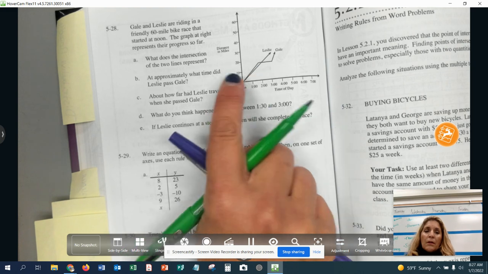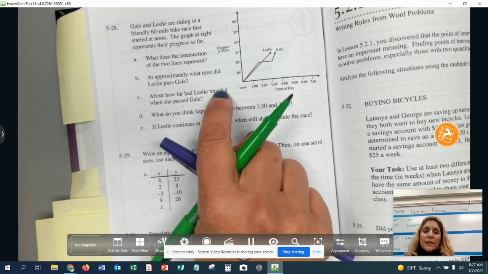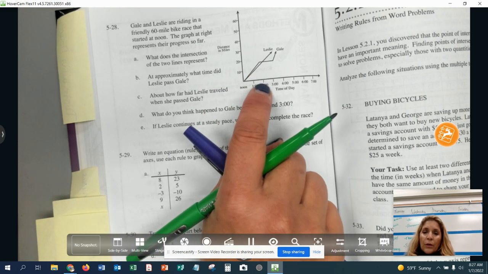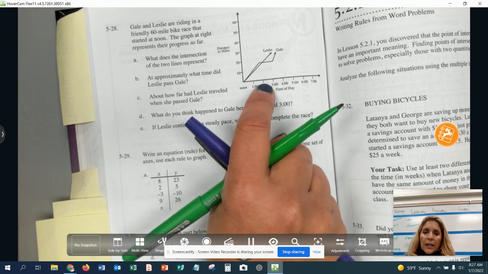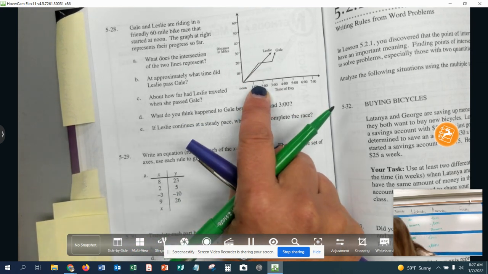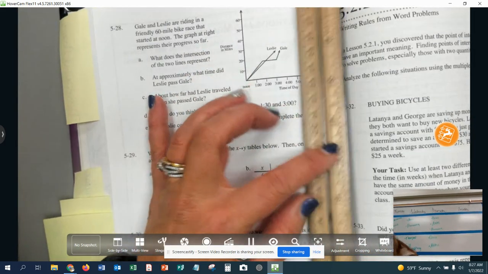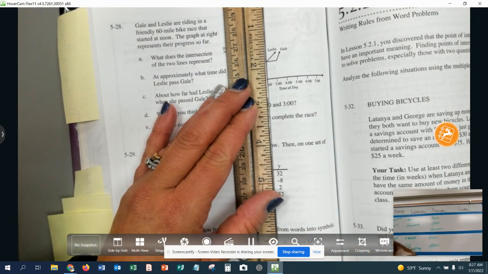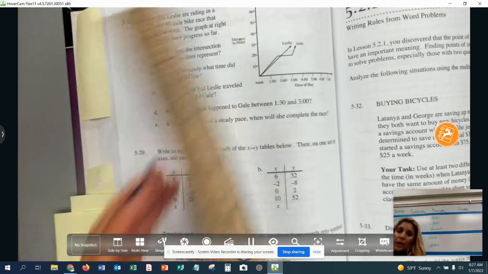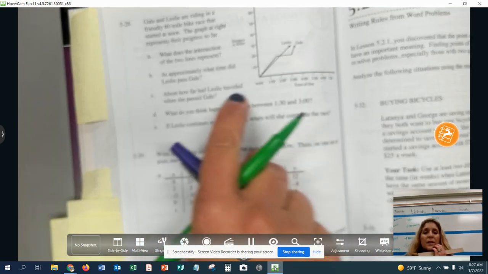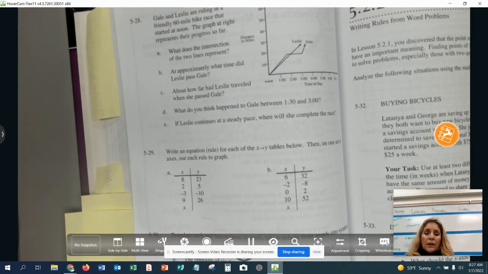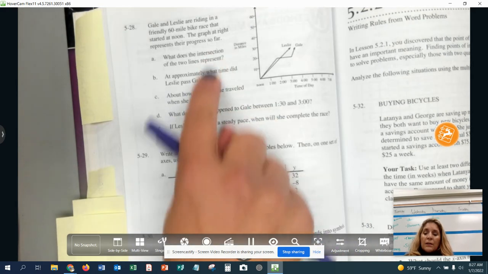At approximately what time did Leslie pass Gail? Well, if you look and line it up, you could take a ruler to do it too. I'm getting about 2 o'clock. All right, so answer the questions to this and focus on reading the graph.